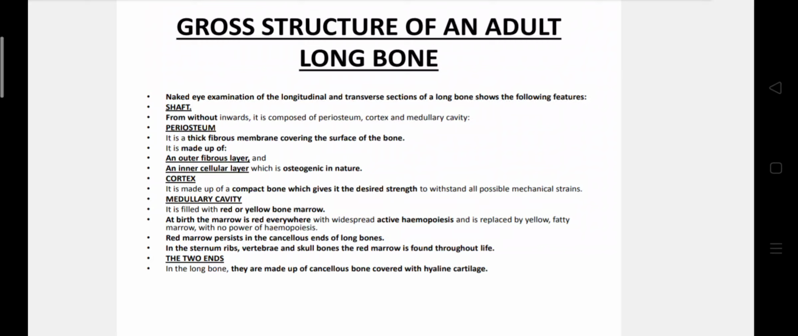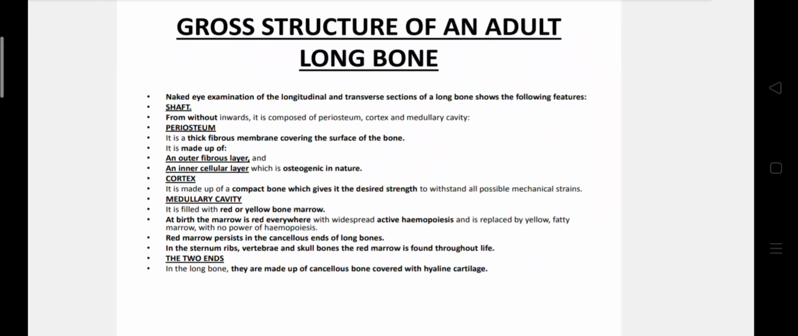Periosteum. It is a thick fibrous membrane covering the surface of the bone. It is made up of an outer fibrous layer and an inner cellular layer which is osteogenic in nature. Cortex. It is made up of compact bone which gives it the desired strength to withstand all possible mechanical strains.